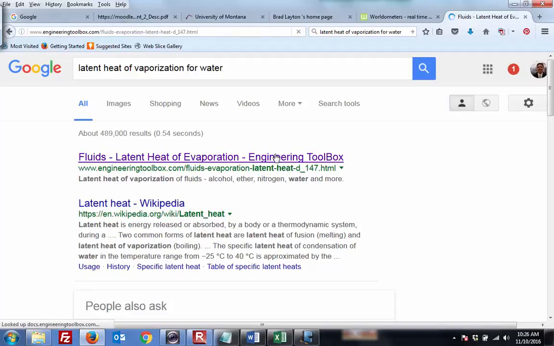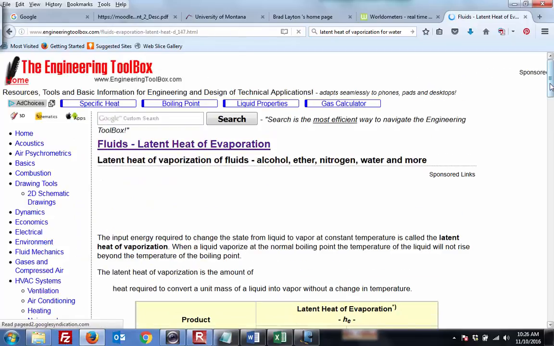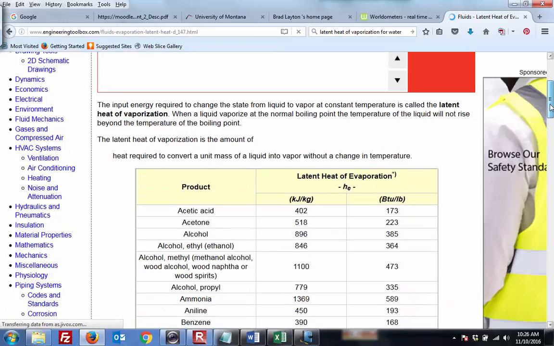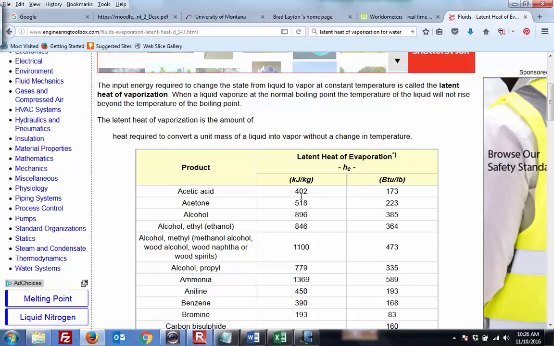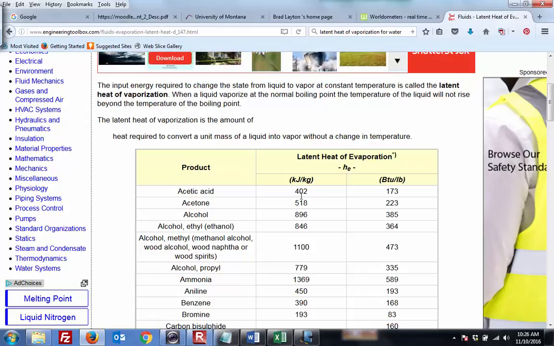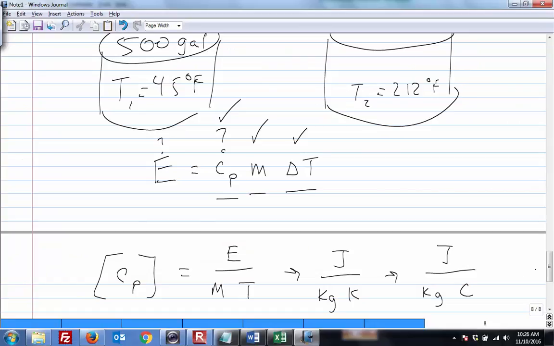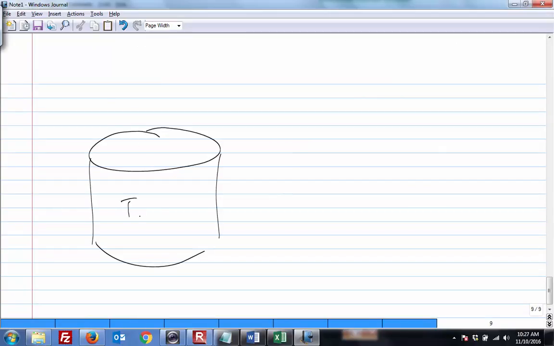Fluids. So this is just going to tell you, again, you can measure it in kilojoules per kilogram, BTUs per pound. This is just telling you how much energy it takes to go from liquid into vapor, because it takes energy to do that. So what he said for the bonus, we were sitting here, and we know that T2 equals 212.